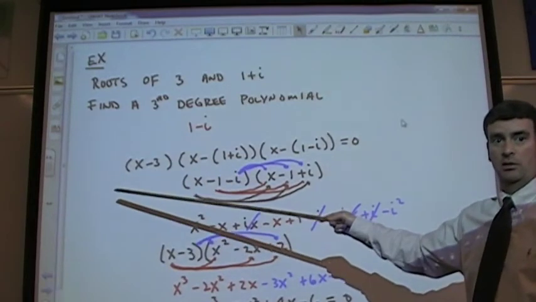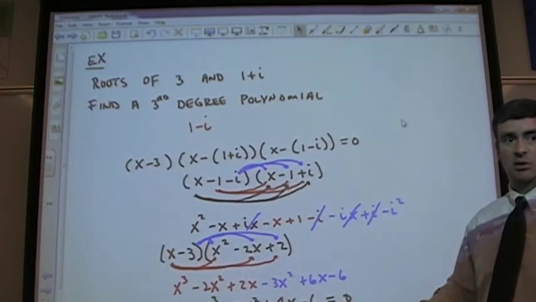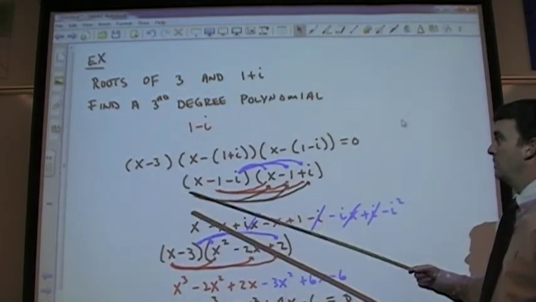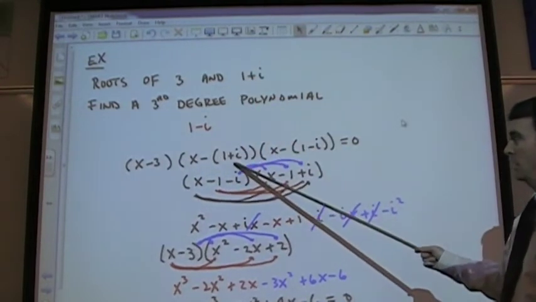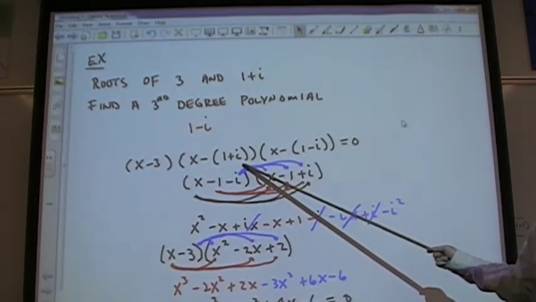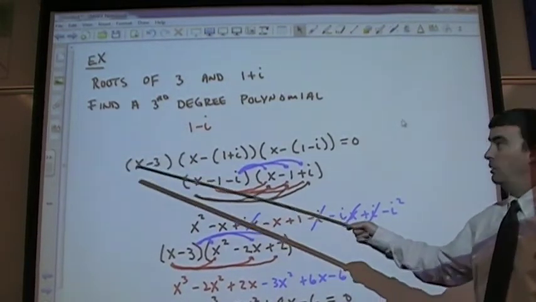That's nothing new. If 3 is a zero, then x minus 3 must be a factor. If 1 plus i is a zero, then x minus (1 plus i) is a factor. Why is it minus? It's always minus. Some of y'all like to think of it as doing the opposite, but it's whatever makes the factor equal 0.